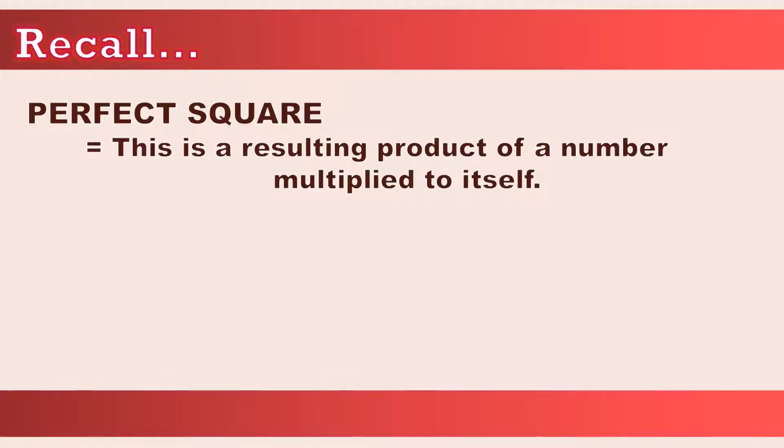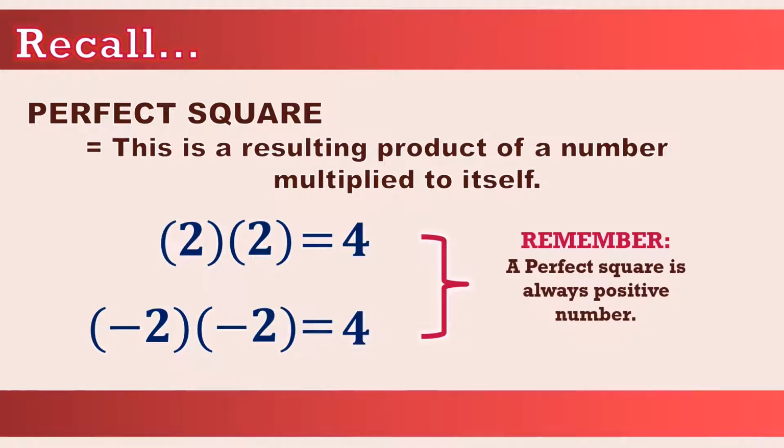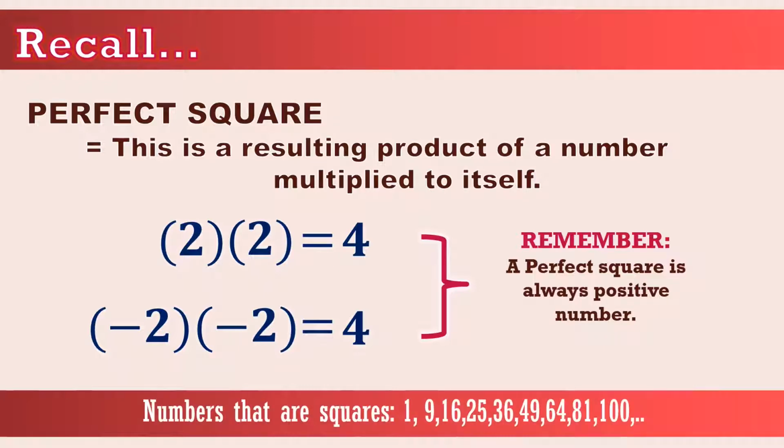First, let's have perfect square. A perfect square is the resulting product of a number multiplied by itself. For example, 2 multiplied by 2, the answer is 4. Negative 2 multiplied by negative 2, the answer is 4. Now 4 here is what we call a perfect square. Notice that whether the number multiplied by itself is positive or negative, the answer is still 4. Therefore, a perfect square is always a positive number. Some of the perfect squares are 1, 9, 16, 25, 36, 49, 64, 81, 100, and so on.